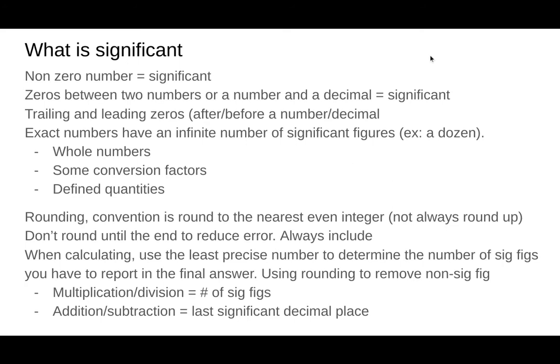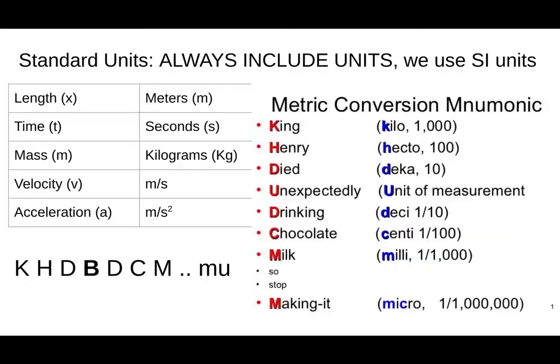So for multiplication and division, it shows you the number of sig figs by the least number, the number that has the least number of sig figs. And then for addition and subtraction, you go by the last significant decimal place. So at the end, you remember she drew that line to show you where that division is.